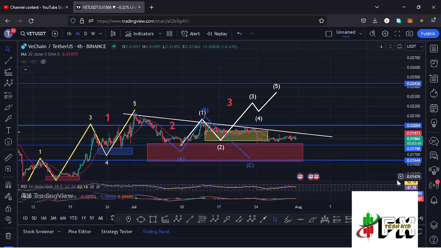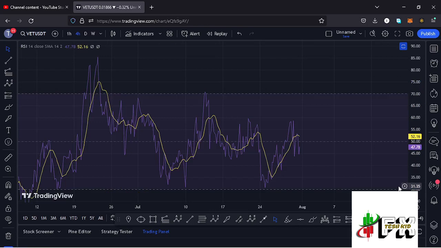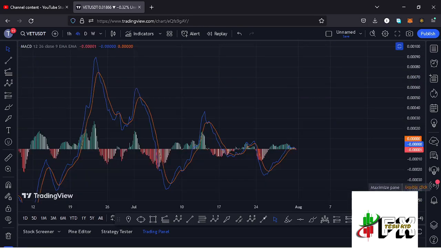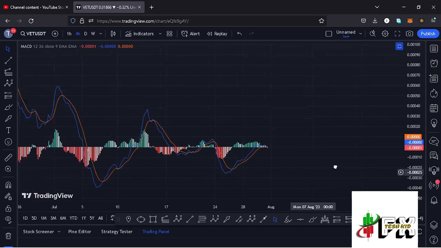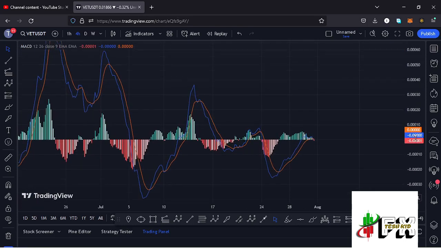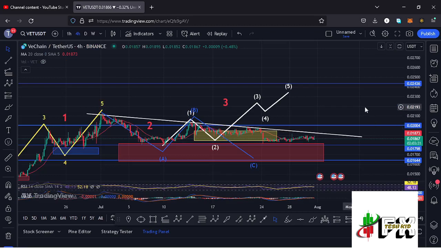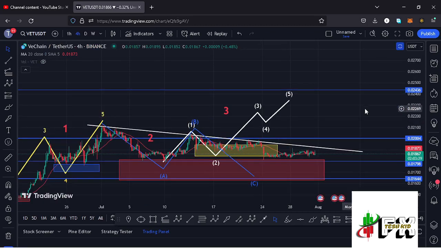Also taking a look at the indicators, on the RSI we are trading at around the 47 mark. On the MACD, we have been able to print a bearish cross, suggesting further breakdown. So let's be patient and see how that plays out, and I will be keeping you up to date.